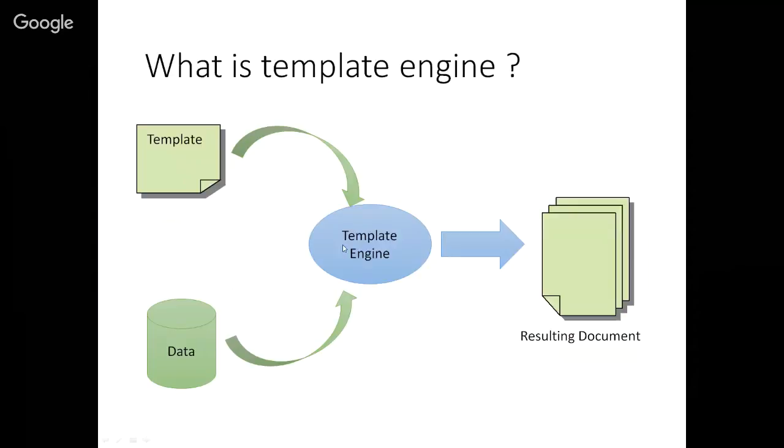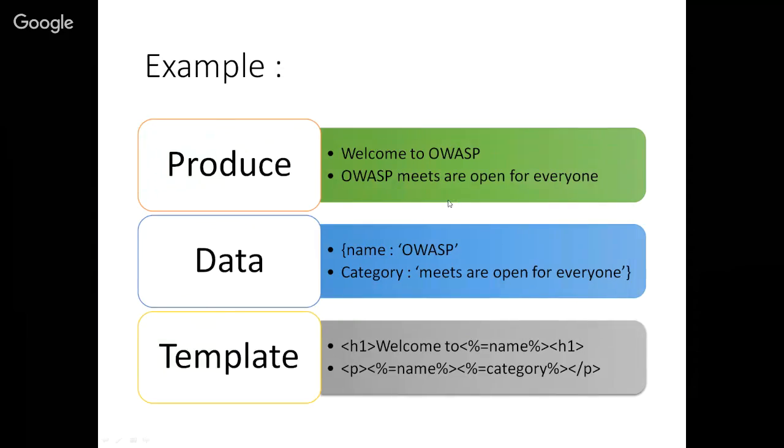Now the second thing is template engines. In the present scenario, most web applications use template engines to render dynamic content. I'll give an example to understand it. Again, I'm taking the same example: Welcome to the OWASP, or you can assume Null also. OWASP meets are open for everyone.